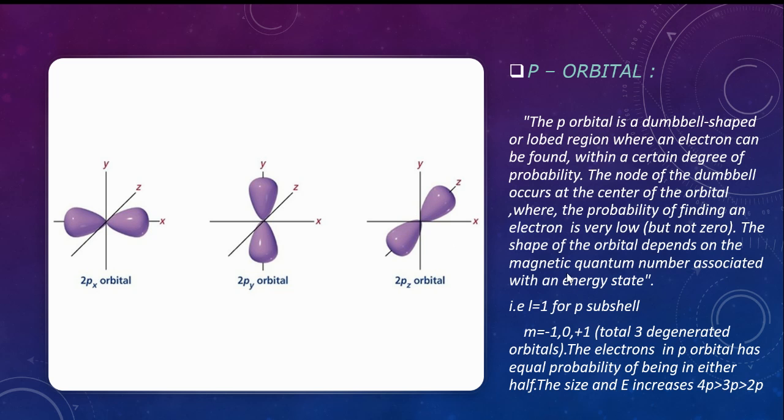The shape of the orbital depends upon the magnetic quantum number associated with an energy state. So we know that for the p orbital l is equal to 1. So the m goes like this.